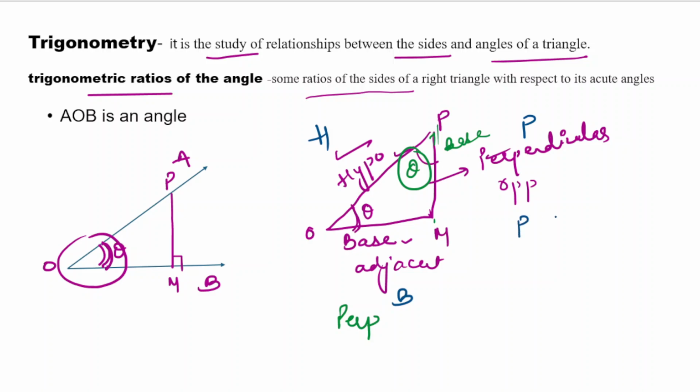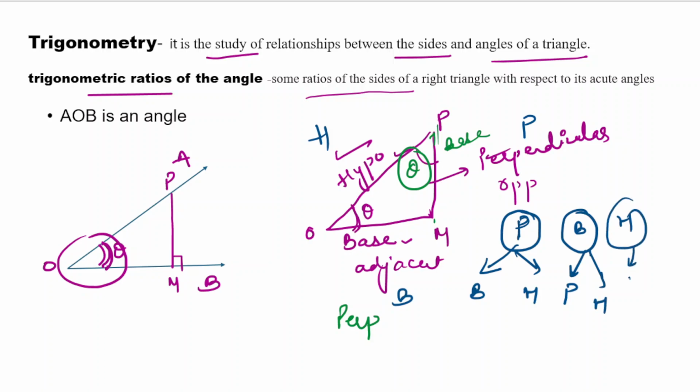Since we have three sides, perpendicular, base, and hypotenuse, to find the relationship, how many possibilities do we have? For perpendicular, we have two possibilities. We can take perpendicular with respect to base or with respect to hypotenuse. Similarly, for base, we can take it with respect to perpendicular and hypotenuse, and for hypotenuse, we have base and perpendicular. This means 6 combinations can be formed from these three sides, taking 2 at a time. We take 2 sides at a time and find the ratio of these sides.